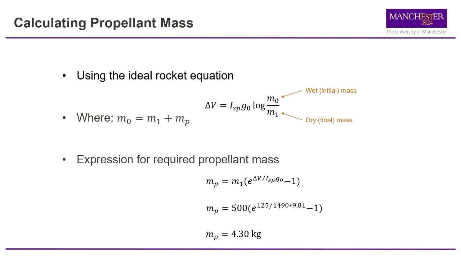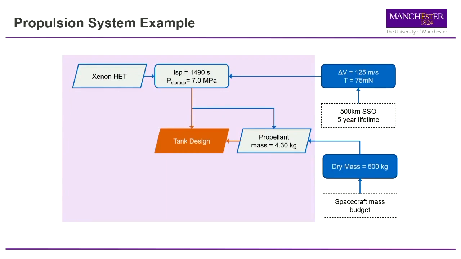And I'm not going to ask you to work it out because it's really, really simple. So in this case, I've just plugged the numbers in, and we are going to use 4.3 kilograms of propellant to perform our mission. So we've completed that little part of the systems model.